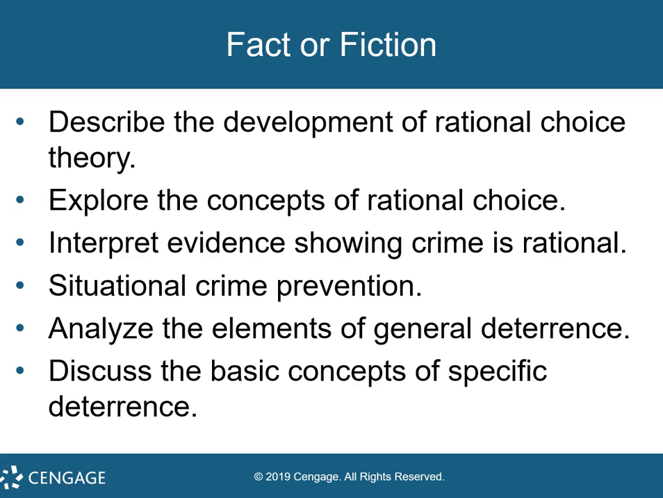We're also going to look at a couple of instances and interpret whether or not there's enough evidence to show that some type of crime is rational. We will spend a little bit of time looking at situational crime prevention, which has subtopics in it of crime prevention strategies and also evaluating some of those strategies. We're going to analyze the elements of general deterrence and then finally wrap it up with a discussion on the concepts of specific deterrence. So a couple more terms that are important for you to know.